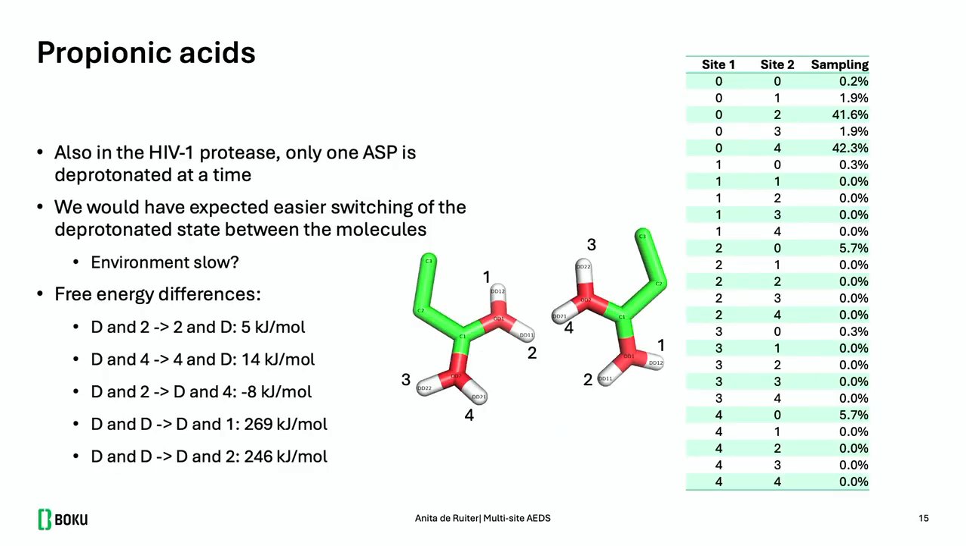This actually is similar to what we know from the HIV protease. So there's only one aspartic acid which is deprotonated at a time. We would have expected a little bit more switching between the deprotonated states, such that they are both 50% of the time deprotonated, but maybe it's a bit too much to ask. Maybe the environment plays a role there, and it's a bit too slow to react.